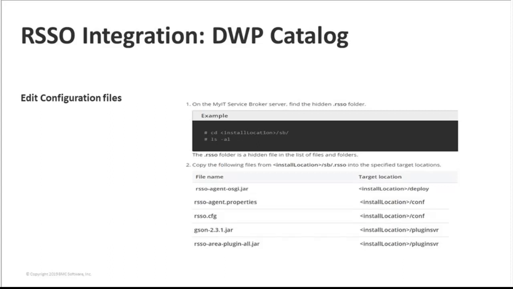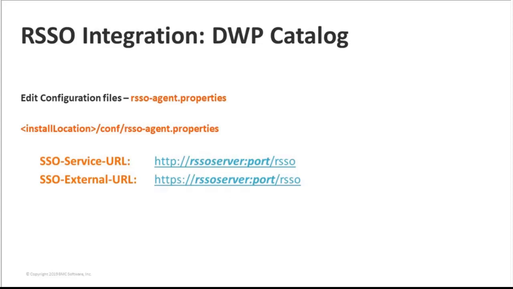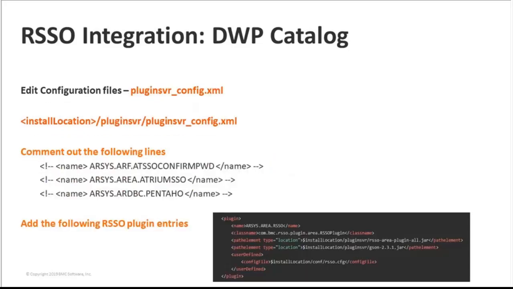Right. So this is something. Right, so editing of this configuration file. RSSO agent properties has this SSO service and the external URL which you have to populate with the RSSO server URL. You've seen it in the previous slides, and the editing of the plugin server config files.